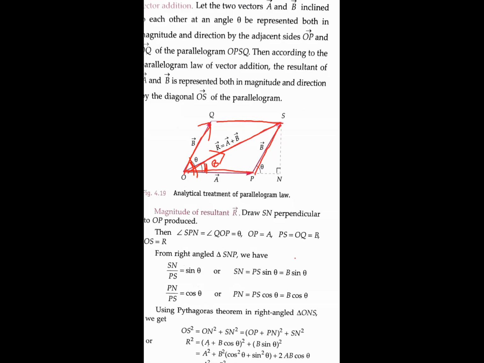Now we are going to do the construction as we did in triangle law, and the construction is similar. That is, from point S, we are drawing a perpendicular on OP, and that perpendicular is SN. So draw SN perpendicular to OP. After drawing the perpendicular, we know this angle will also be theta. You can apply your maths over here. Now, as we did in triangle law, we are going to find out the value of sine theta.